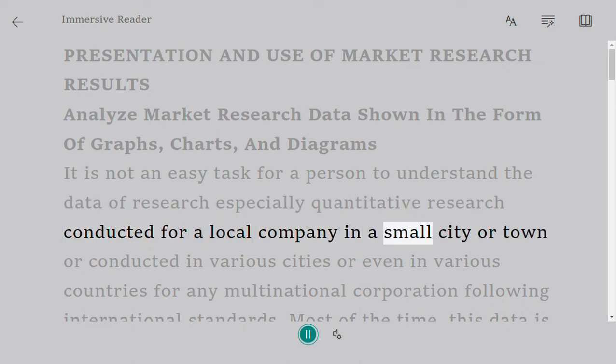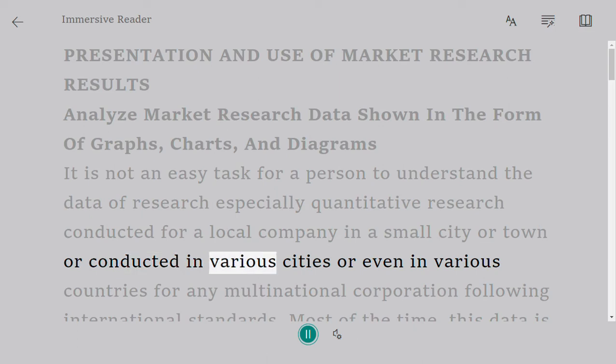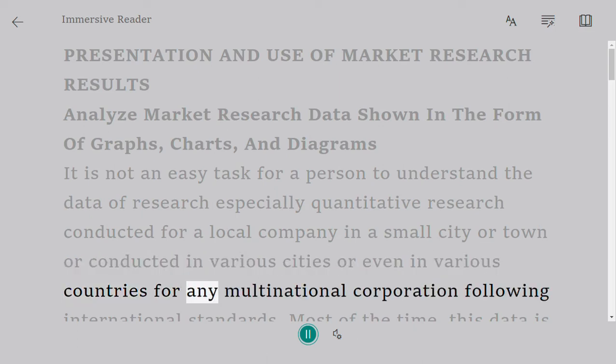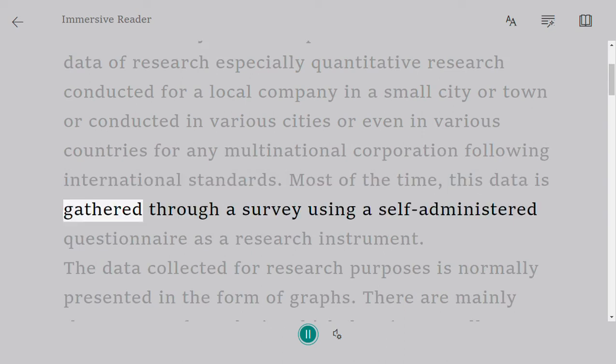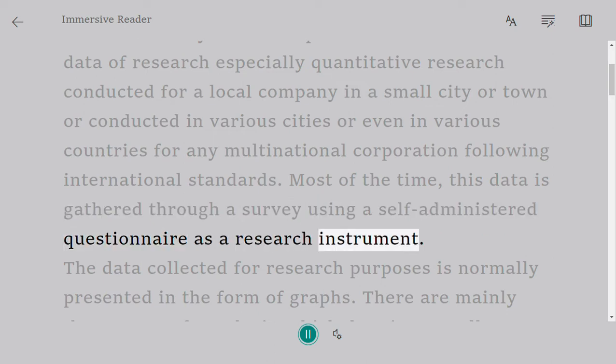a local company in a small city or town, or conducted in various cities, or even in various countries for any multinational corporation following international standards. Most of the time, this data is gathered through a survey using a self-administered questionnaire as a research instrument.